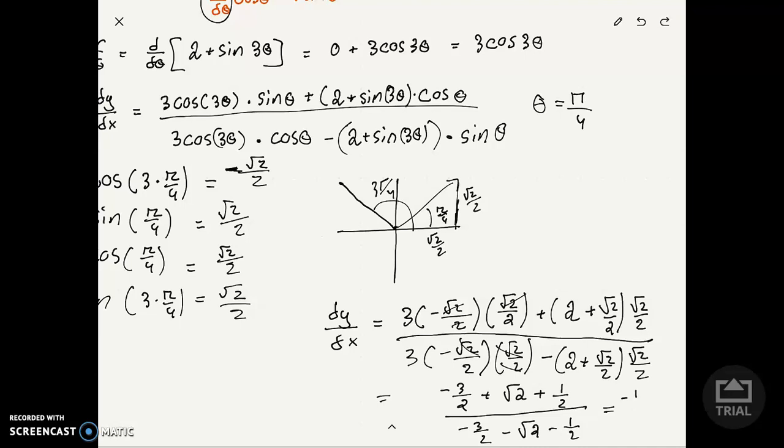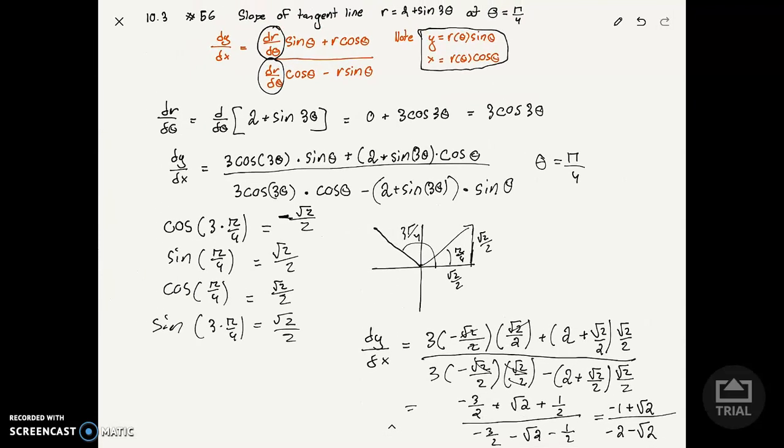negative 1 plus root 2 over negative 2 minus root 2. Or equivalently, if we multiply top and bottom by negative 1, we get 1 minus root 2 over 2 plus root 2. And that is the final answer. So just kind of computationally dense, a little arithmetic at the end, but that is the final answer, and it's just remembering this formula.